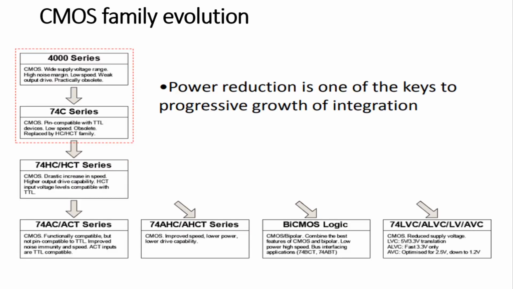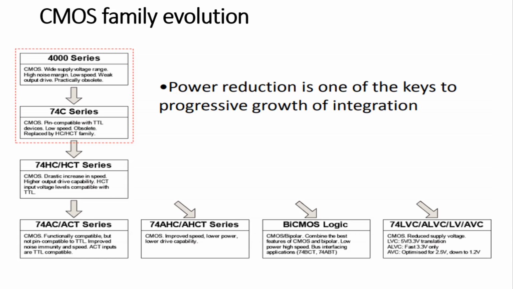So this is the CMOS family evolution. The 4000 series, after it comes the 74C series, the 74HC/HCT series, then the 74AC/ACT series, then the 74AHC/AHCT series of CMOS logic, and the 74LVC/ALVC/LV/AVC series. So these are nothing but the different series which come under the CMOS family evolution.